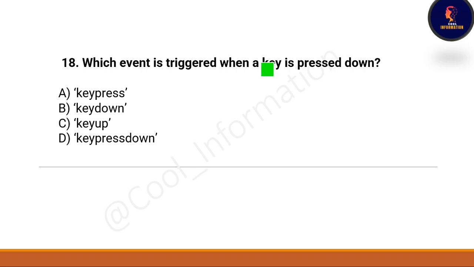Next question, which event is triggered when a key is pressed down? Now see the questions carefully. The question is asking which event is triggered when a key is pressed down. Is it asking about pressed down? So the correct option will be option number B, keydown. Okay. Next question.